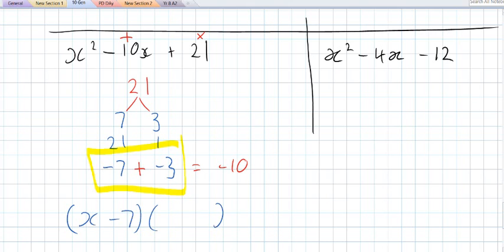Minus 7, yep. Then x again, take 3. But how do you know if it's a positive between us two or not? Good. So if the numbers we found are positive, then it's a positive between them. If the numbers we found are negative, then it's a negative between them. Because our numbers were negative 3 and negative 7, it's negatives.